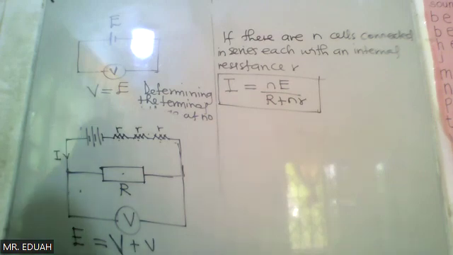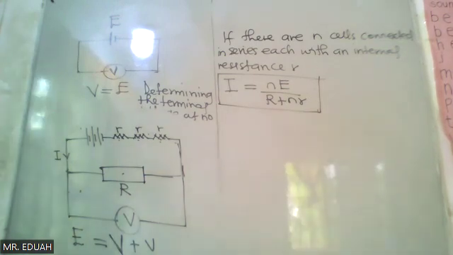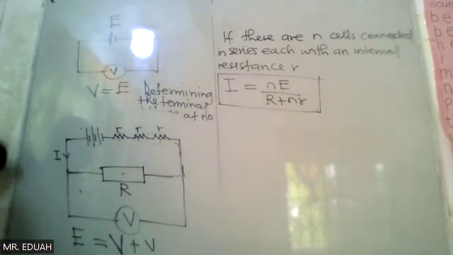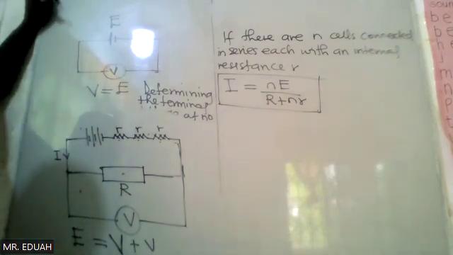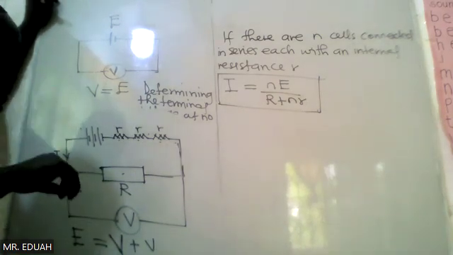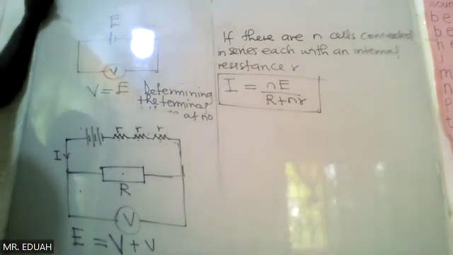So for n number of cells connected in series, the total EMF is n times the individual EMF of the batteries. And if each of the cells has an internal resistance R and they are equal, then the current through the circuit is equal to n number of EMFs all divided by R plus n times r.